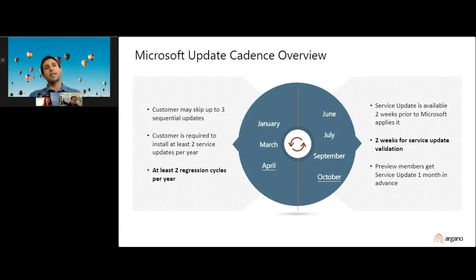So in order to accommodate that, Microsoft has a cadence for which they deploy updates and which they force their customers to adopt those updates. So a couple things just to mention. Basically, we're looking at 2 major updates in a given calendar year. And ideally, what we would be looking at as a result is 2 regression test cycles as a result of that. 2 core major updates that Microsoft will be applying.